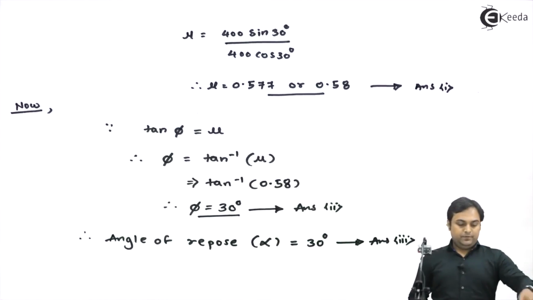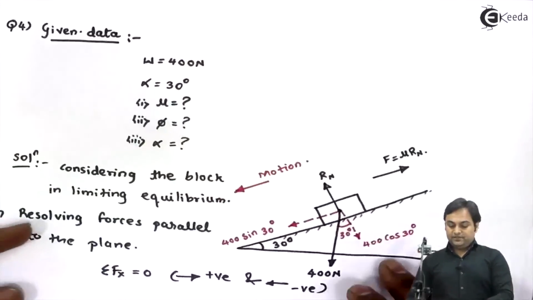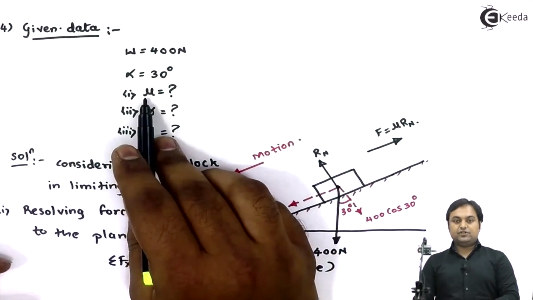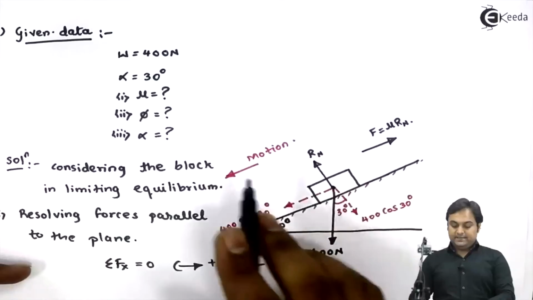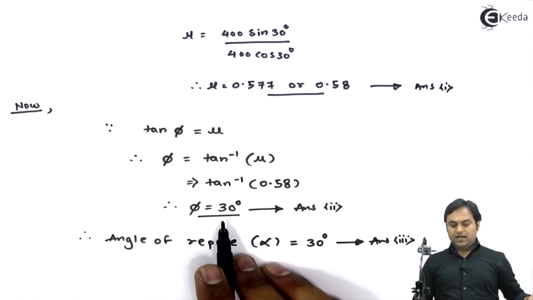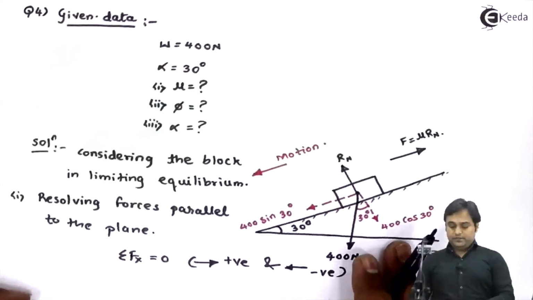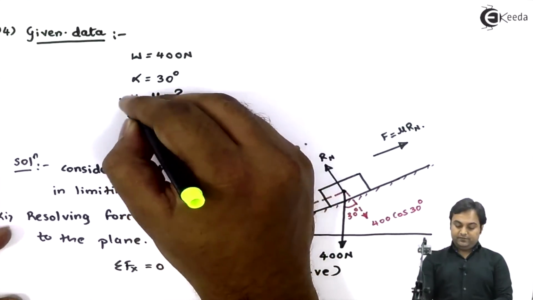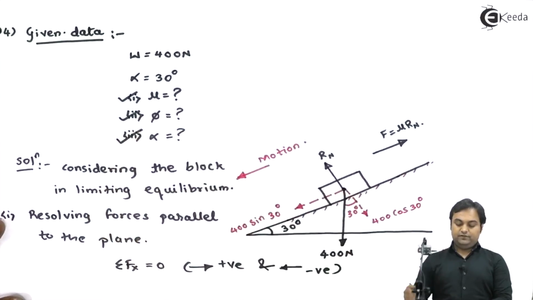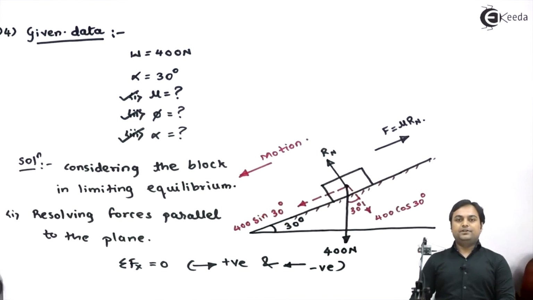So here in this problem, there were three things asked. First, coefficient of friction, value is 0.58. Second, angle of friction, answer is 30 degree. Next, angle of repose, the value is 30 degree. It means all three parts have been solved. And with this, we complete the fourth question.